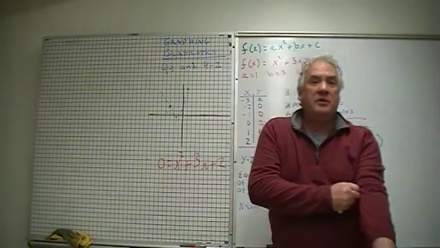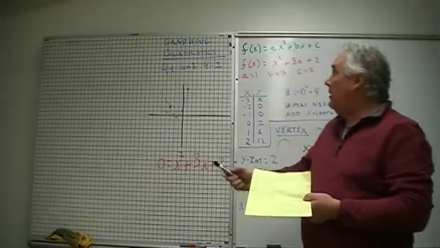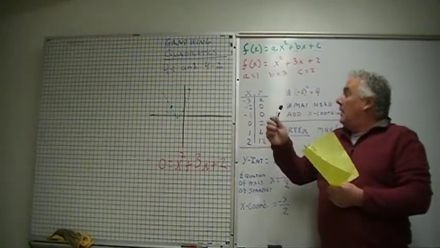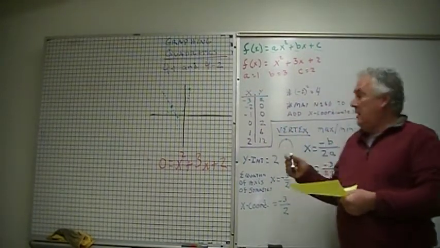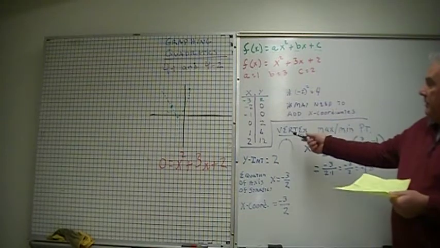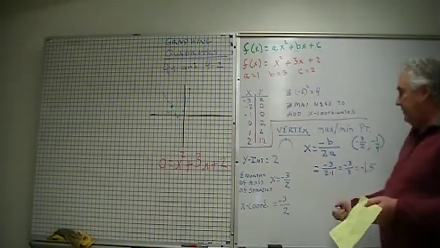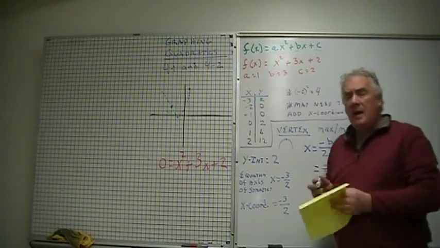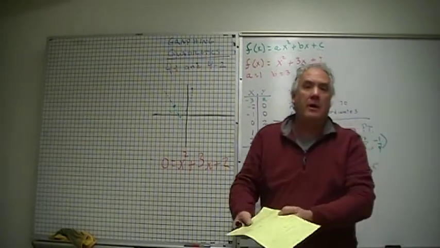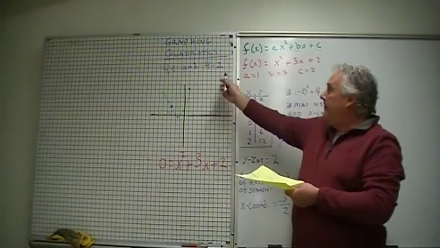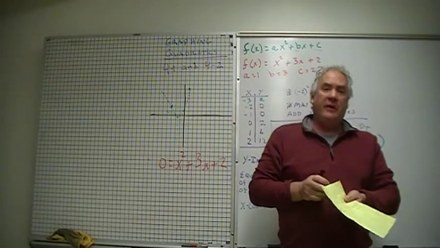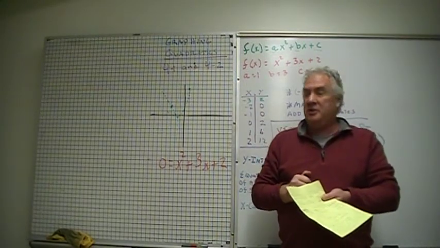Alright, here's part 2 on graphing quadratics. What I did in the last video was to go through with you the graphing of the parabola and finding the vertex. That's section 4.1. 4-2 is solving a quadratic equation.